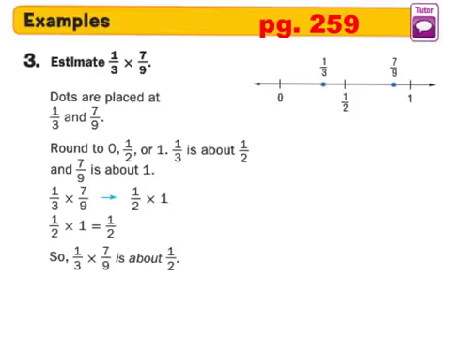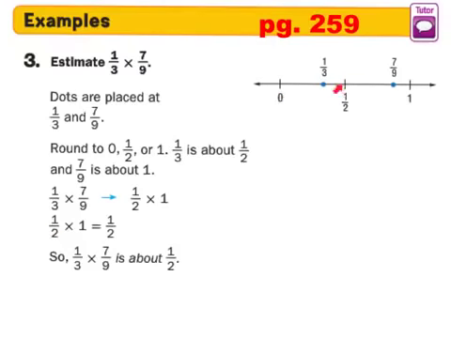So let's look at this example. We have 1/3 and 7/9. They give us a nice little number line here so we could decide, is 1/3 closest to 0, a half, or a whole? And in this case, 1/3 is getting pretty close to a half. It's closer to a half than it is to a 0. So we're going to change 1/3 into a half.